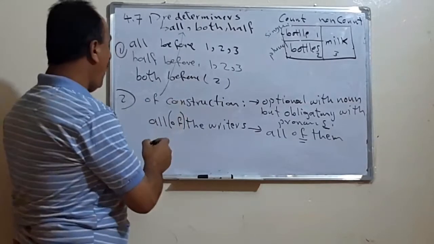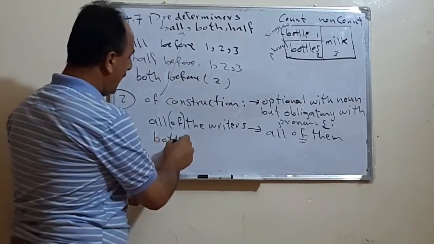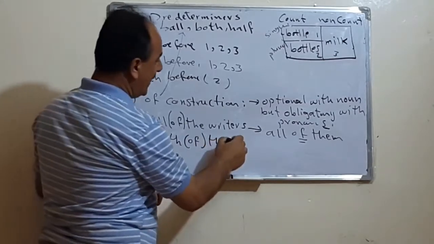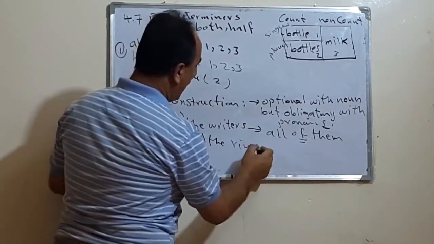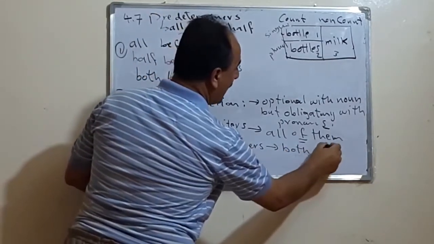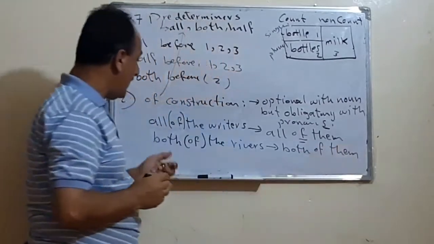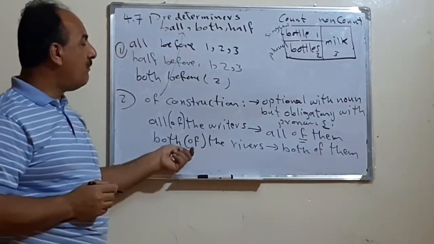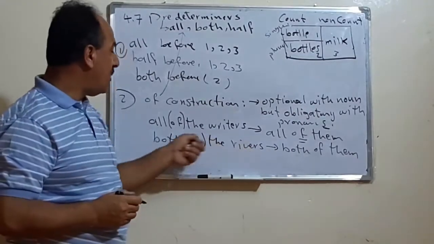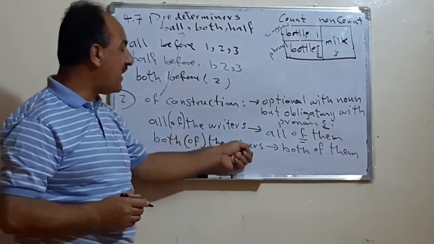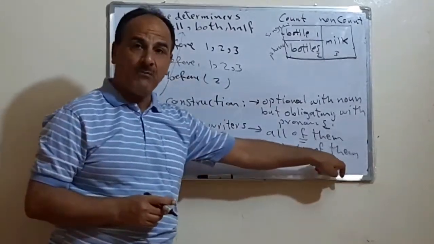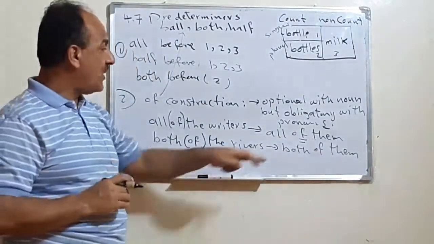Or both. Both of the rivers. We can say both of the rivers, or say both rivers. We can delete of here, but with the pronoun we cannot delete it. We have to say both of them.